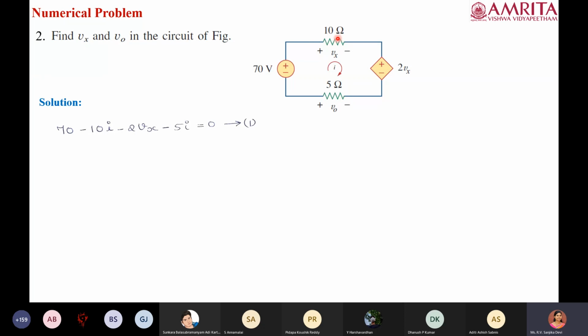And for the second element, it is a passive element, so there will always be a voltage drop. So we can take it as minus 10I. For the source, the polarity is already there. We are coming out of the negative terminal, so it is minus 2Vx. And for the fourth element, which is 5 ohm, there will be a drop when the current is flowing through that. So it means that it is minus 5I and that is equal to 0. So this is the first equation.